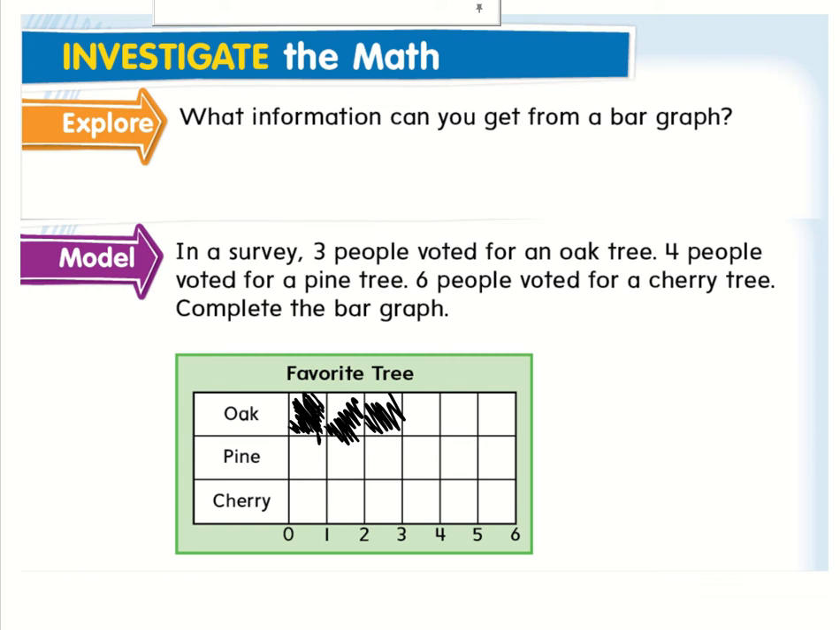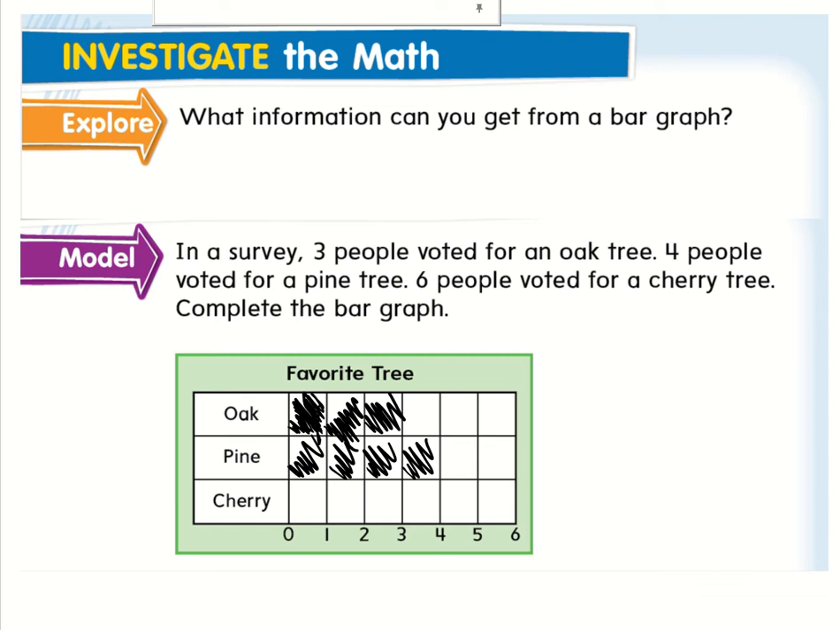Now, when you guys are using your crayons and stuff, I'm sure you could use a better way of coloring those in completely. The next one says 4 people voted for a pine tree. So let's color those in. So I've got 1, 2, 3, and 4. Now remember, we want to color those in completely. I just don't have the option to do that right now.